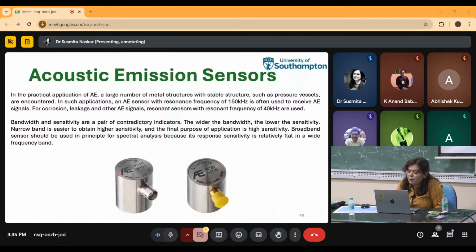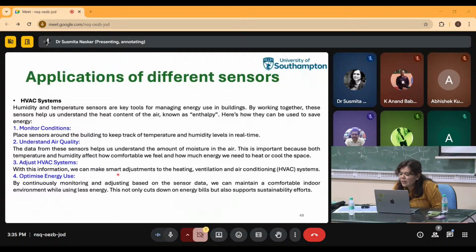And now if you look into the applications of different kinds of sensors, you can see how humidity and temperature sensors are applied in HVAC systems to improve energy efficiency, indoor comfort and sustainability. If you try to understand each application area, the first one is definitely monitoring conditions. These sensors are placed strategically throughout a building or infrastructure. Why? Because we want to continuously monitor the temperature and humidity in real time, right? So monitoring conditions is one of the most important applications.